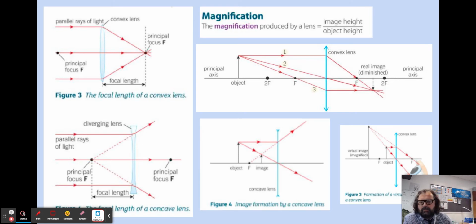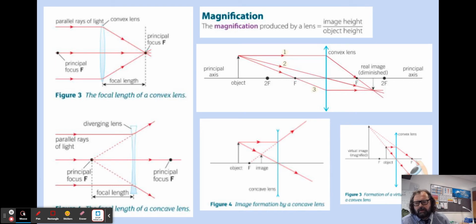In this diagram, figure 3, a convex lens is bringing parallel rays of light to a point. It's a converging lens, and the point where the lines meet is known as the principal focus, and the distance that point is away from the lens is the measure called the focal length of the lens.